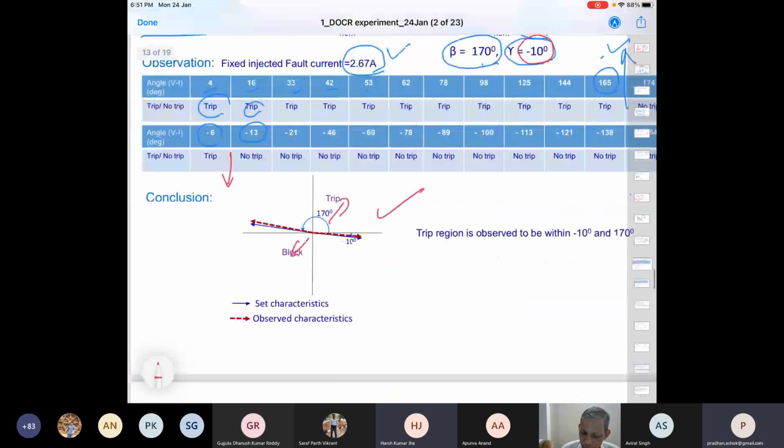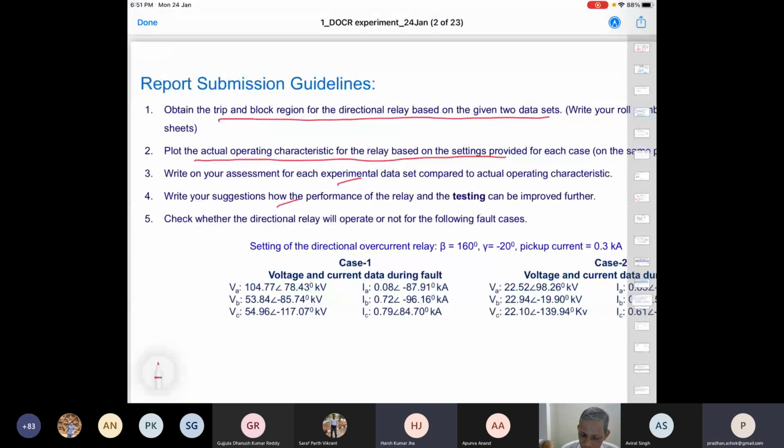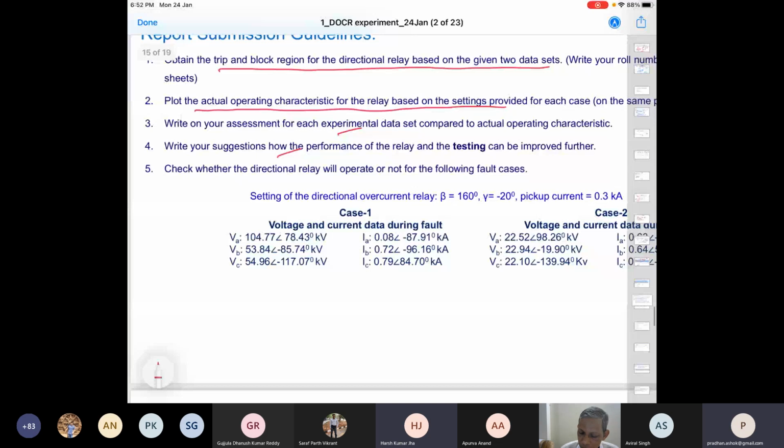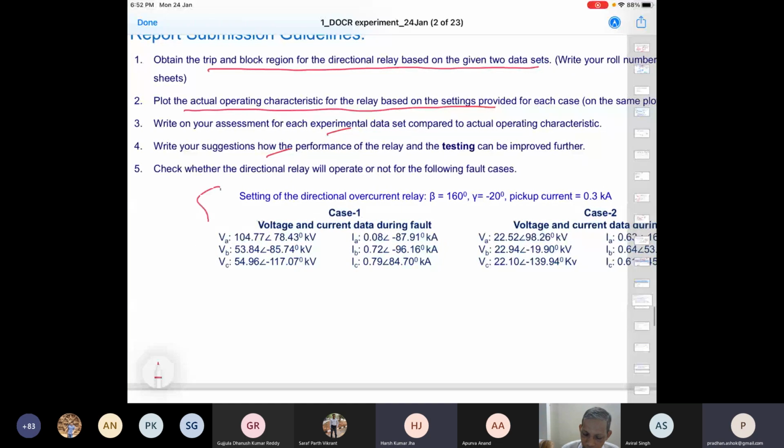And then write your assessment, from a comment perspective, write your suggestions, whether the directional relay will operate or not for the following fault cases. So this is a problem given to you.